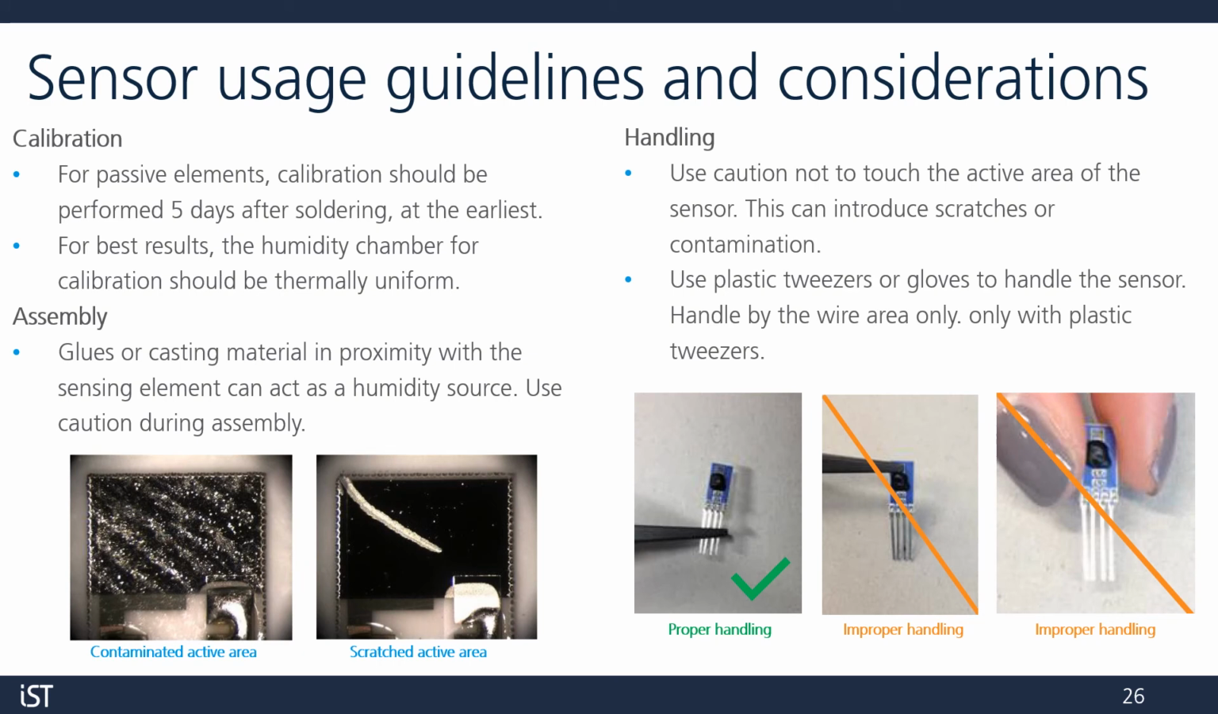Handling. When working with the passive elements or the HYT modules, be sure not to touch the active area of the sensor. This can introduce scratches or contamination, which can affect the sensor behavior. Our recommendation is to always use plastic tweezers, gripping the sensor by the wires, as shown here. If you don't have tweezers and you use your hands, be sure to wear gloves and avoid touching the sensing area.